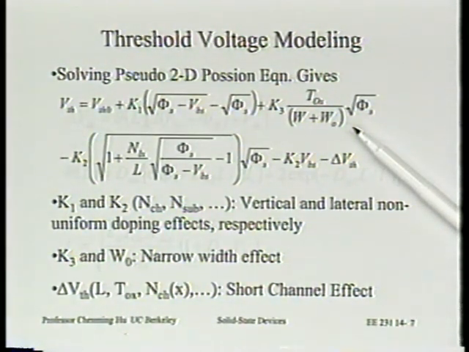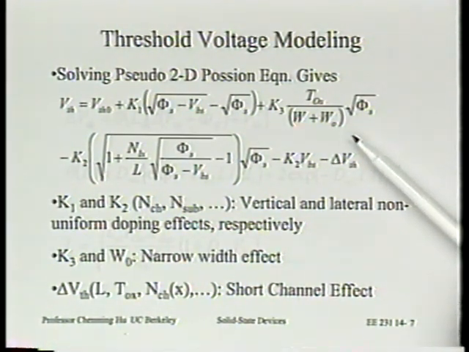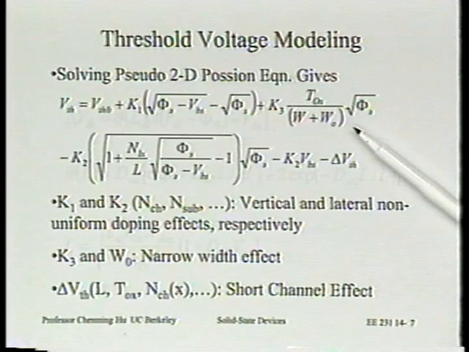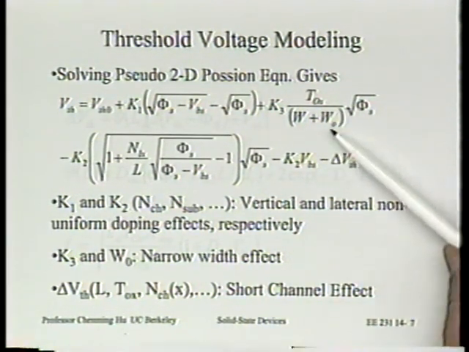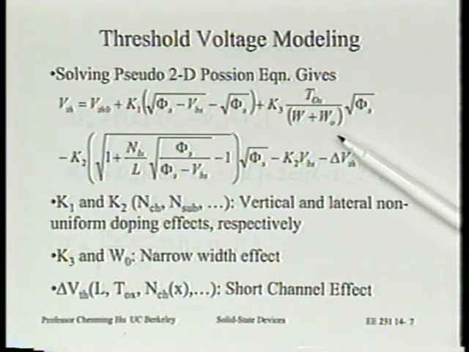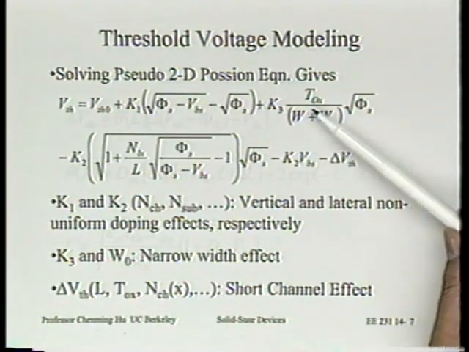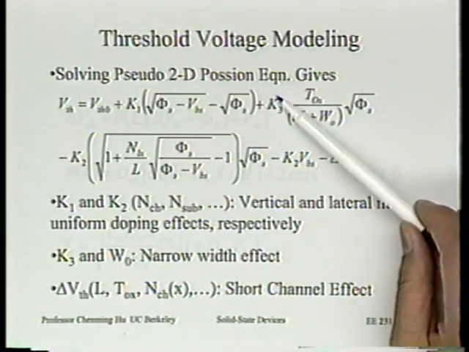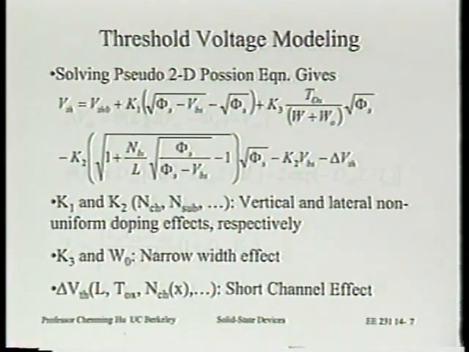And so in that case, one would just resort to some very simple qualitative observation. If you do something like that, 1 over W plus W naught seems to fit the observed behavior. So that's what it is, right? Whether it's a normal or abnormal narrow width effect can be determined by the sign of K3, right? You know what I mean?